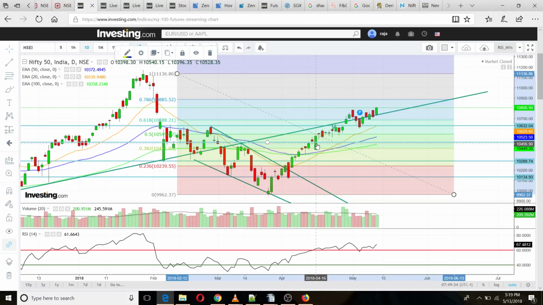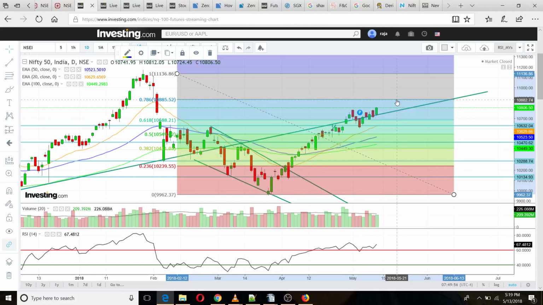We have zigzags, we have flats. In flats also we have three types: a regular flat, an expanded flat, all those things we will discuss. But currently we are seeing that these waves are extending. Now this is the level.